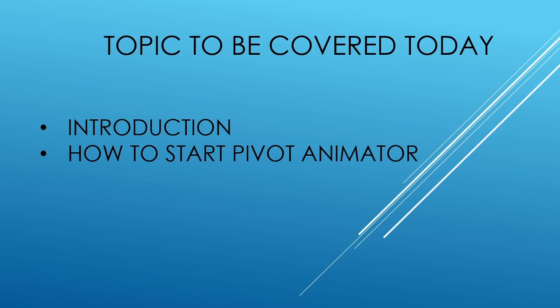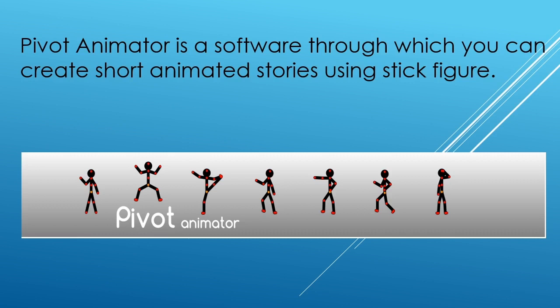So what is Pivot Animator? Well, Pivot Animator is a software program through which you can create short animated stories using stick figures. If you check these figures on the screen, the particular name given for Pivot Animator images is stick figure, and the man that you are seeing on the screen is known as a stickman.